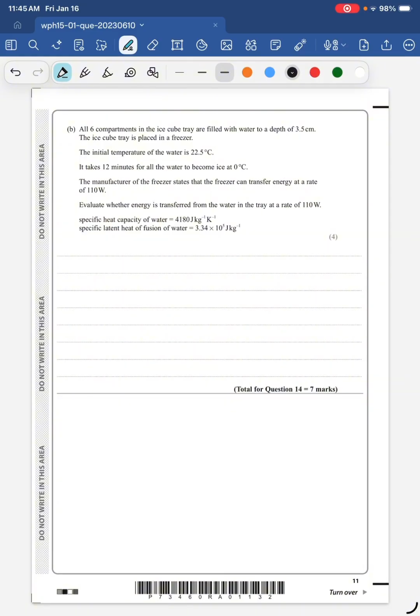All right, so what's going on here? We are losing energy due to the need to reduce the temperature of water from 22.5 degrees Celsius to 0. So the loss of energy can be calculated using the specific heat capacity of water times the mass of water times the temperature change.